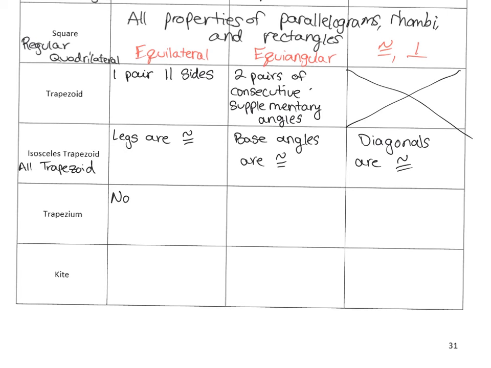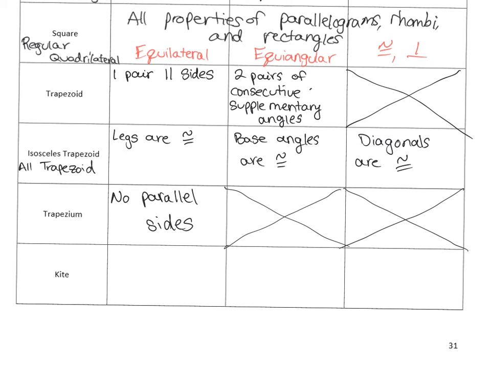So then we go into trapeziums. Trapeziums have no parallel sides. And because trapeziums are typically pretty funky looking, we have nothing special to say about the angles and nothing special to say about the diagonals. Kites, on the other hand, are awesome. So they have all the same things as trapeziums, because they are a type of trapezium, plus some cool things. We have 2 pairs of consecutive congruent sides.